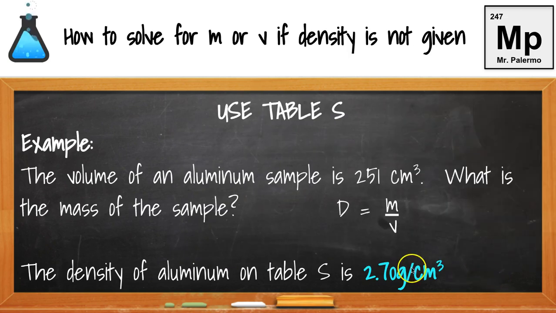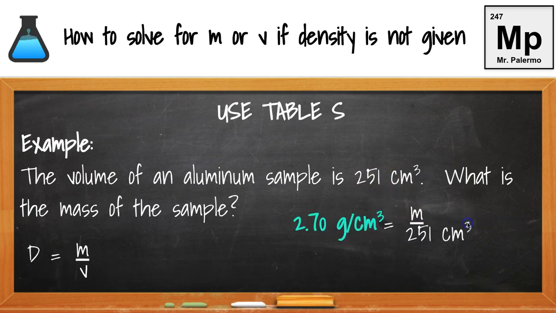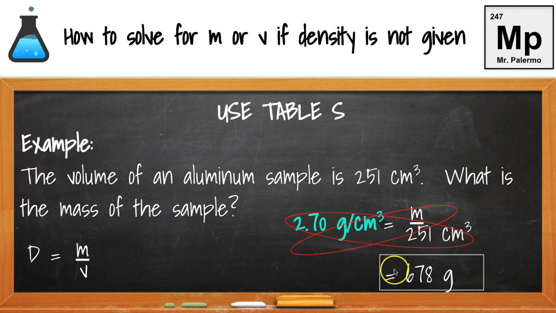So now we have our density. We have our volume, which is this 251, so now we can solve for mass. And we set up the formula just as we did in the previous example. We solve for mass by setting this over 1 and cross multiplying. And we get an answer of 678 grams. Always check your work. So if you want to see if this is correct, plug it back into the formula. So put 678 on the top for mass, divided by 251, and it should give you 2.70.